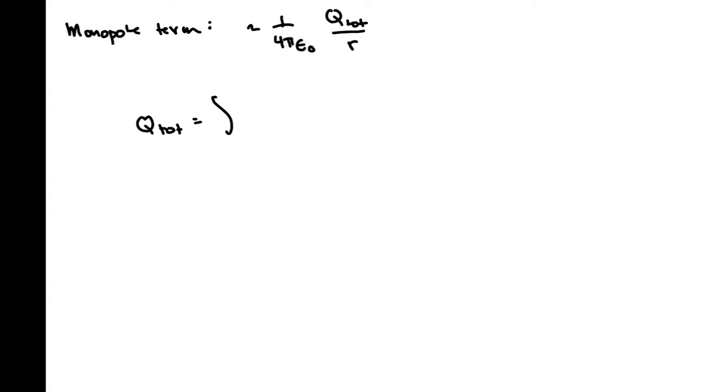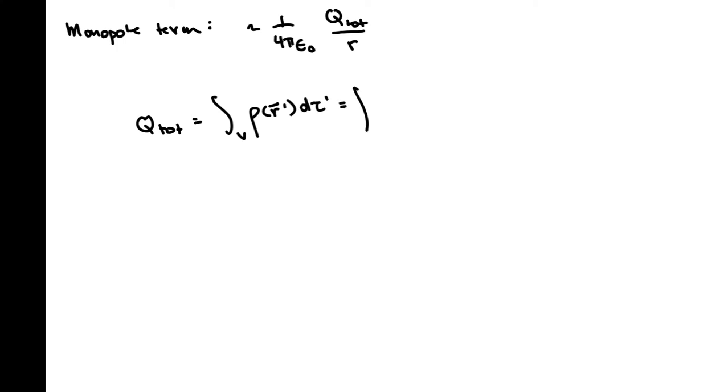Okay, so let's go ahead and start by calculating the monopole term. If you guys remember, the monopole term just depends on the total charge of the sphere. So it looks like 1 over 4 pi epsilon naught times Q total over r. So we need to calculate what Q total is. We can do that by calculating the volume integral of our charge density.